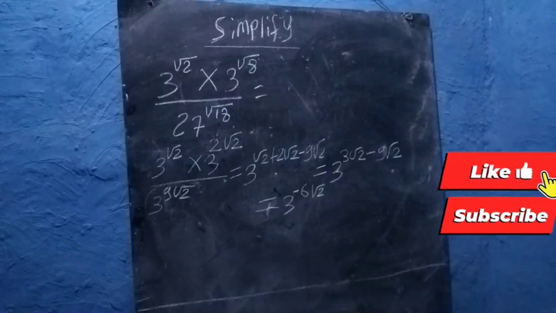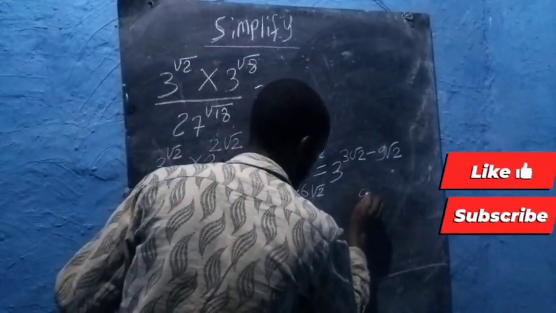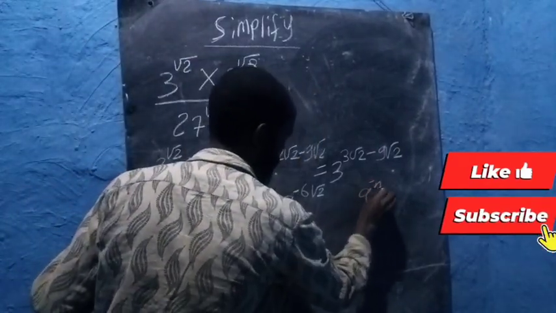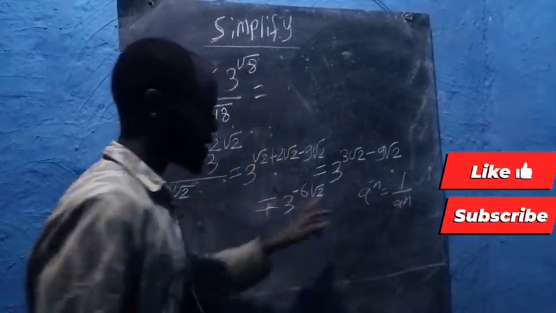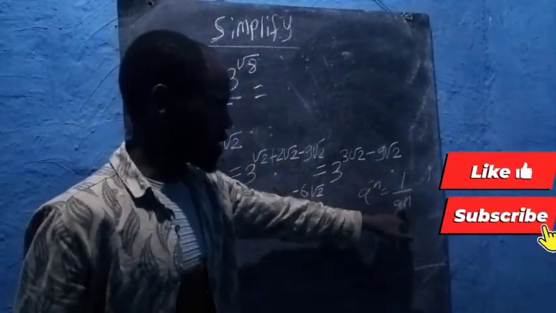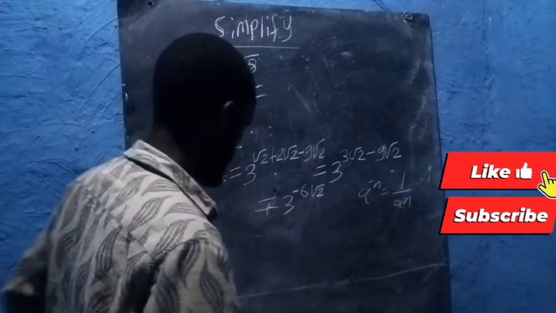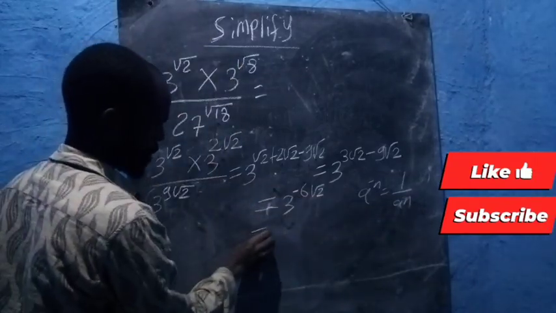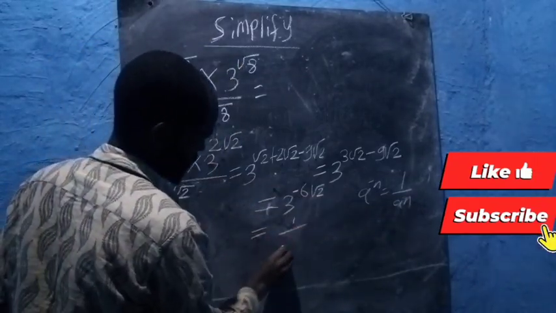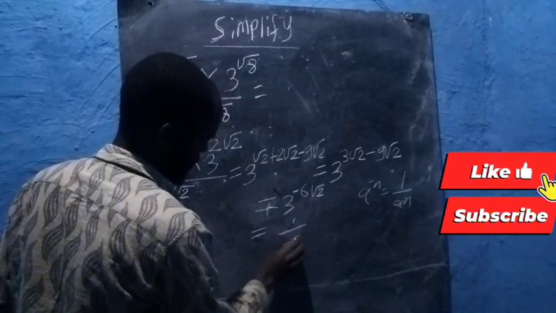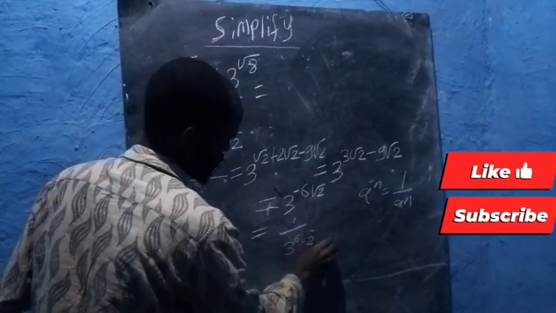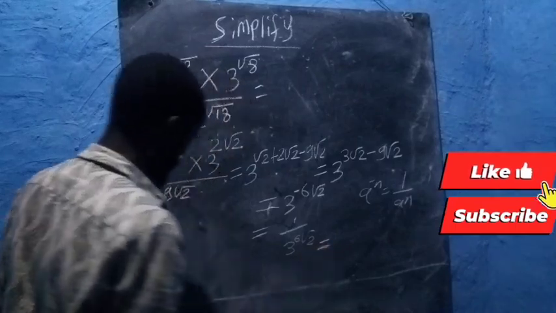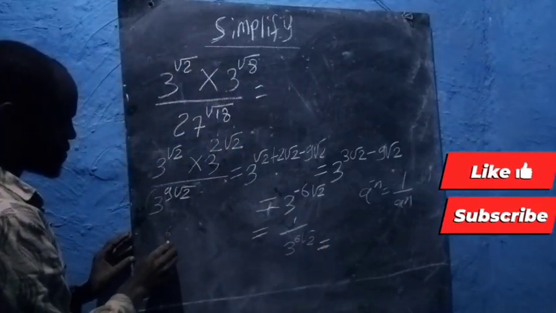Now, here a to the power of minus n is equal to 1 over a to the power of n. Here negative becomes 1 over a to the power of positive n. So this is equal to 1 over 3 to the power of 6 radical 2, which is 3 to the power of 6.